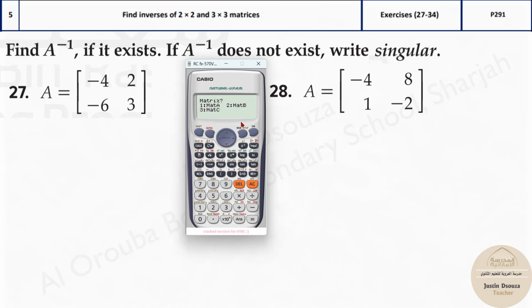That is the matrix. Now initially when you start, you can fill in one matrix. Now for inverse, there's only one matrix. So press matrix A, that is option number 1, and look at the dimensions of this matrix. It's 2 cross 2, 2 rows, 2 columns, right? 2 cross 2 is option number 5, and type the matrix in. Negative 4, then press equal to. Once you do it, press equal to, and minus 6 equals to 3.